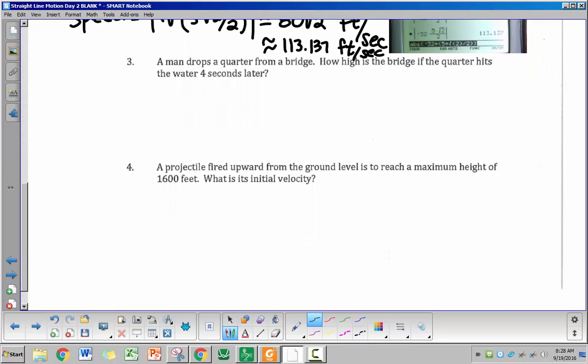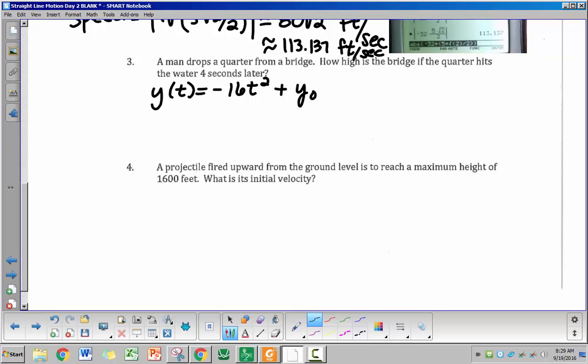All right, a man drops a quarter from a bridge. How high is the bridge if the quarter hits the water 4 seconds later? Well, what do I not know? Y of t, or y of 4. Position. Right. Initial value. But I can come up with a y of t, which would be, and this is in feet, negative 16t squared. He's dropping it, so does that mean there's no initial velocity? But we don't know how high, so I'm going to say plus y naught. So we don't know it.